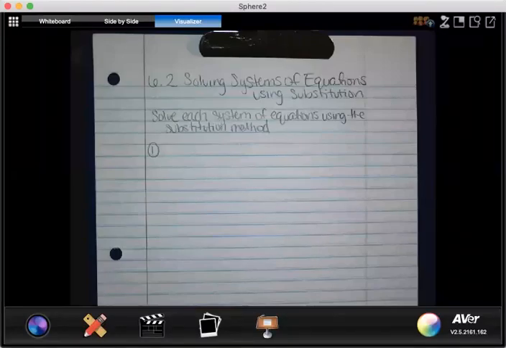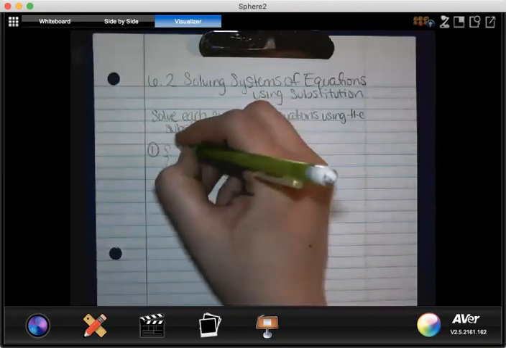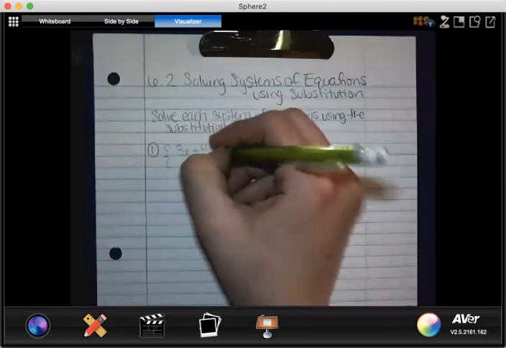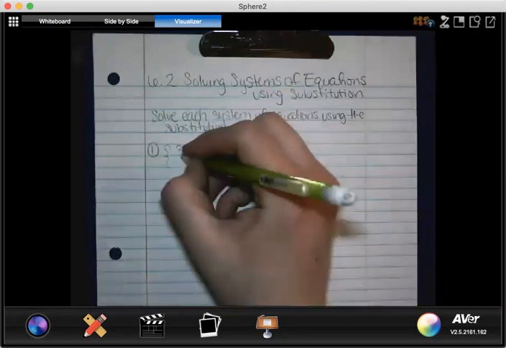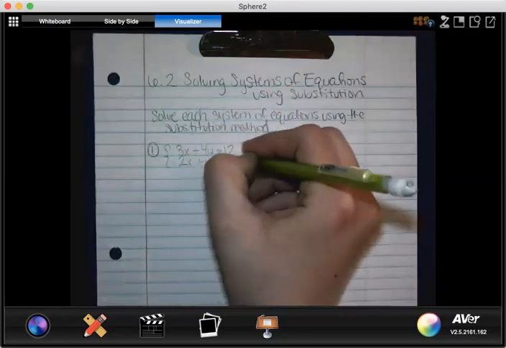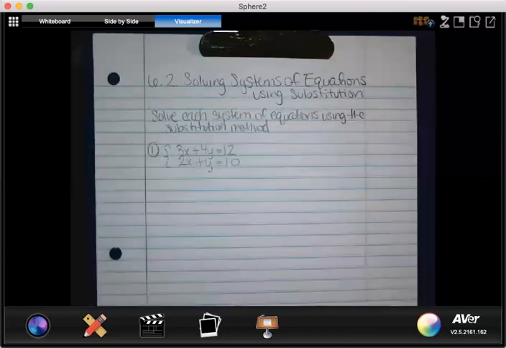Welcome everyone. Today we're going to be looking at 6.2, which is solving systems of equations using substitution method. So for question number 1, we have the system 3x plus 4y equals 12 and 2x plus y equals 10. Okay, now this is something we could graph, but this is going to be the first time we learn the substitution method, which is an algebraic method, meaning we're going to be doing manipulation of our variables and numbers.